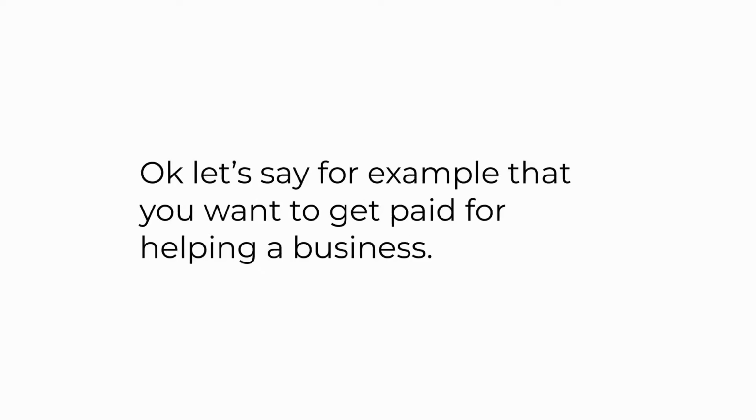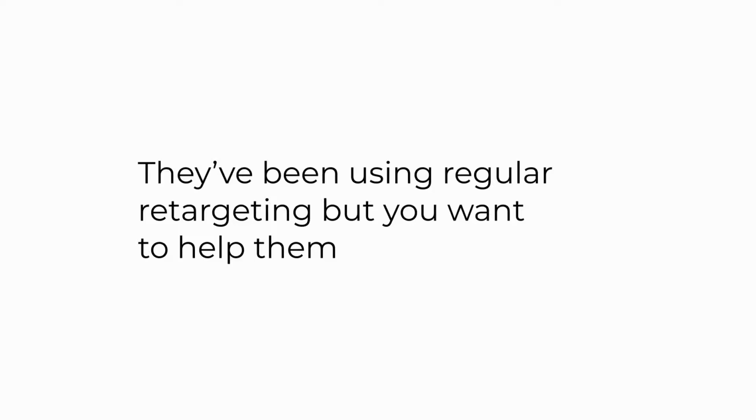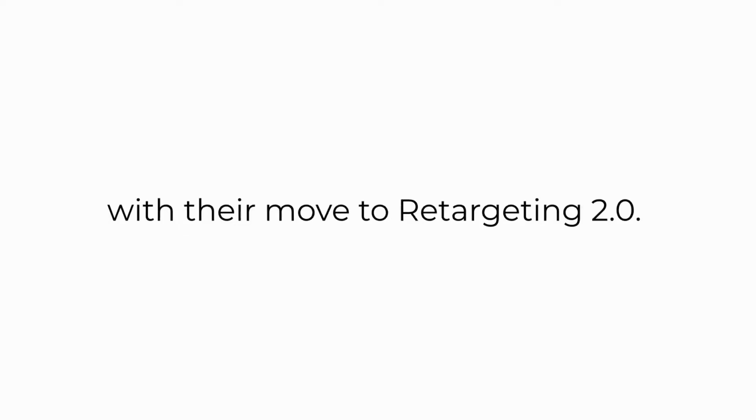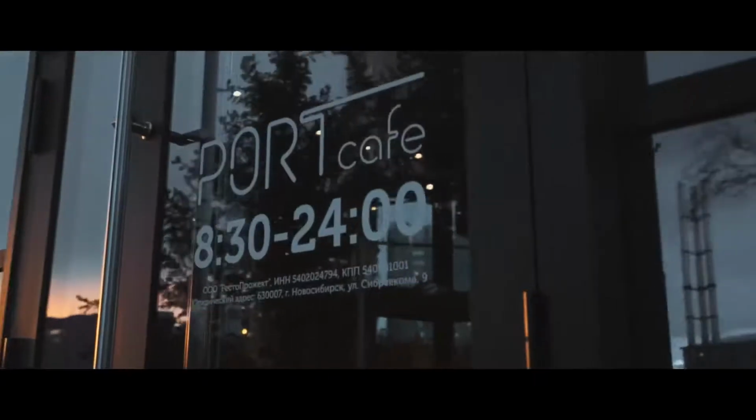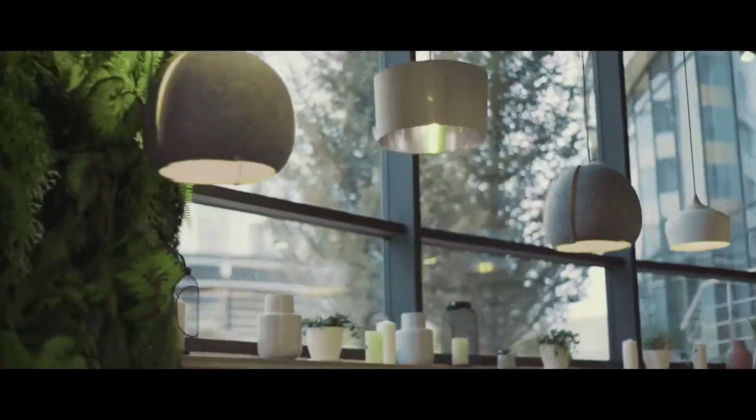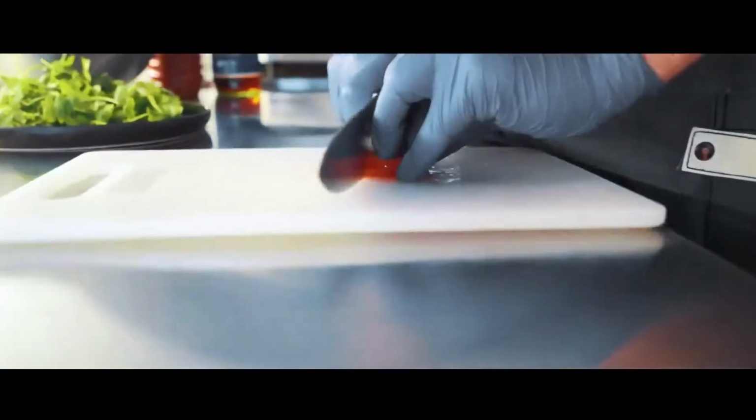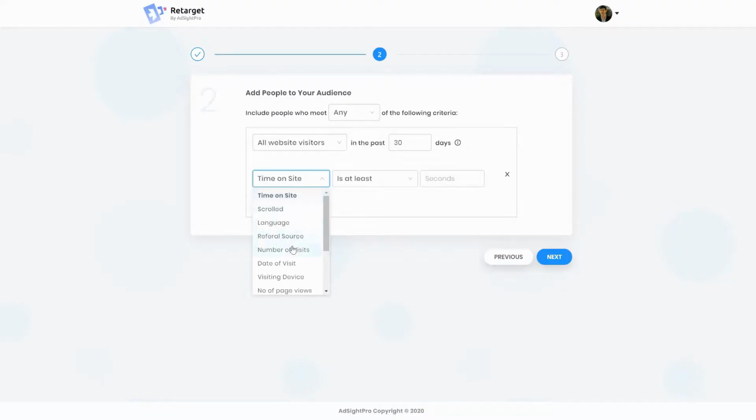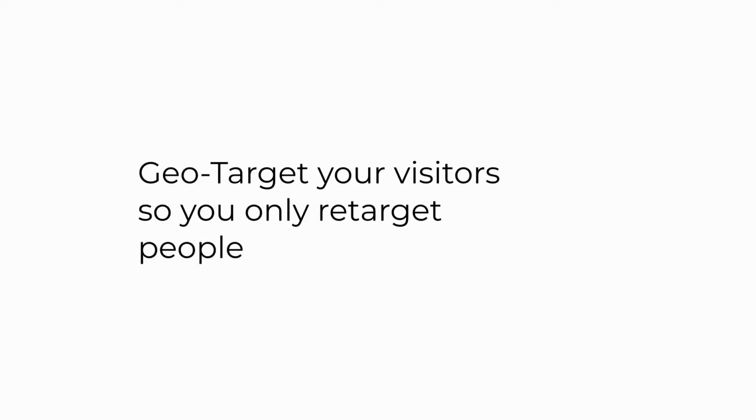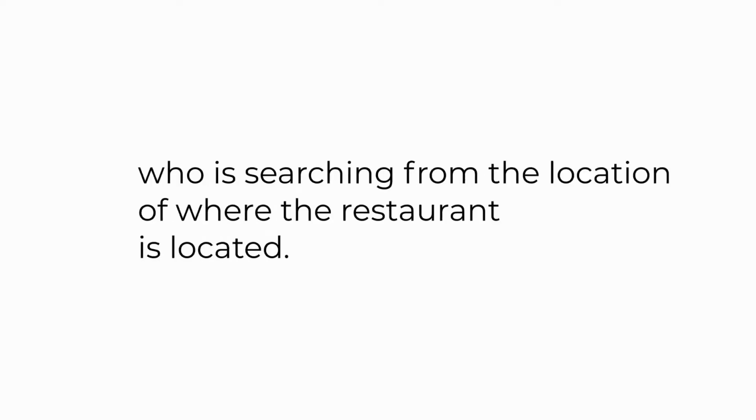Okay, so let's say for example that you want to get paid for helping a business. They've been using regular retargeting, but you want to help them with their move to retargeting 2.0. It's a local restaurant and they have a special promotion running from the 1st of the month till the 30th of the month. Previously, you'd be forced to pay Facebook to advertise to everyone. Now with Retarget by AdSightPro, you choose exactly what visitors you want to advertise to. For example, you could choose to geo-target your visitors and only retarget people who are searching from the location of where the restaurant is located.